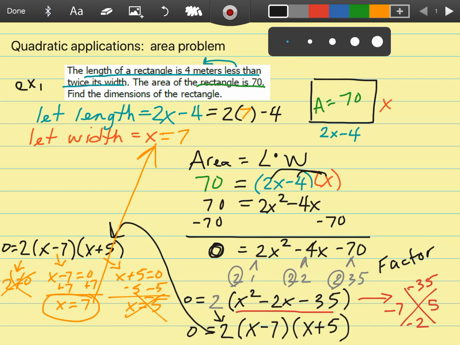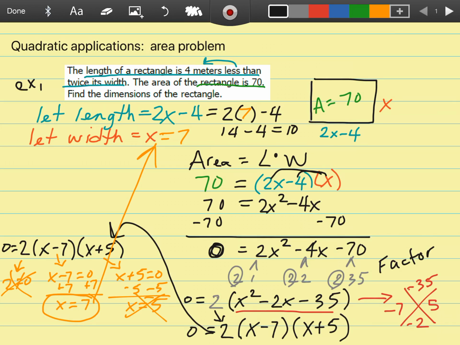So 14 minus 4 is 10. So my width is 7, and my length is 10. And if you double check that, 7 times 10 gets you back to your area that was 70. And that's it. Let's go look at example 2.